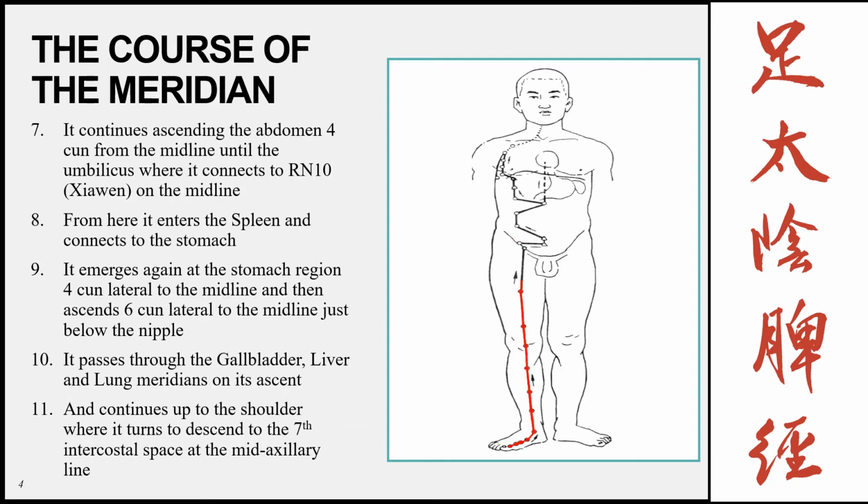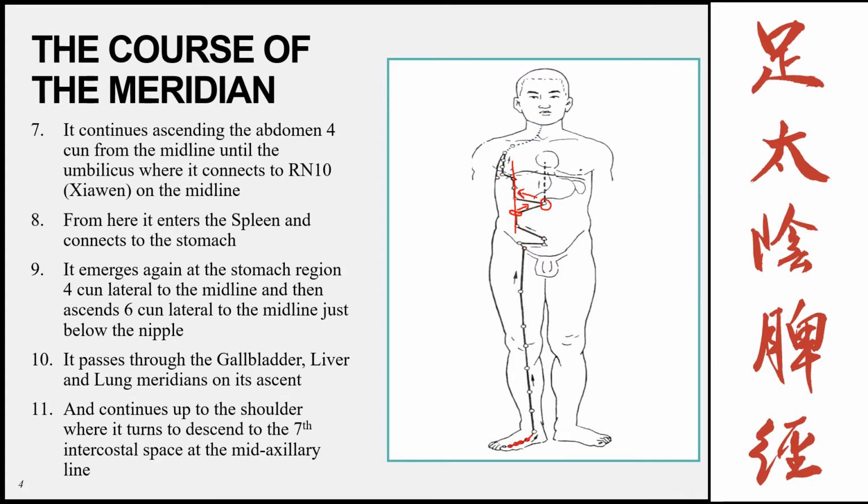It then continues ascending until this region over here, where it once again moves medially to connect with Ren 10 on the midline, which is this point. It has one branch that goes off here, but the main branch continues laterally again back to the 4 cun lateral to the midline mark, which is this mark. It continues ascending up to just below the nipple, where it will move laterally again to the 6 cun lateral to the midline mark and continue ascending 6 cun lateral to the midline.